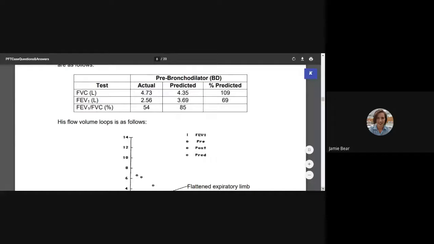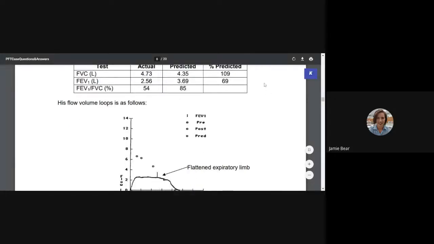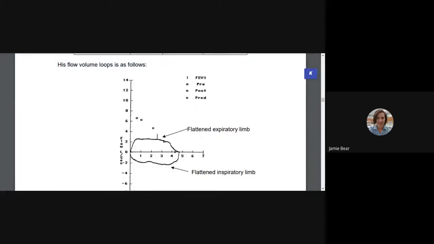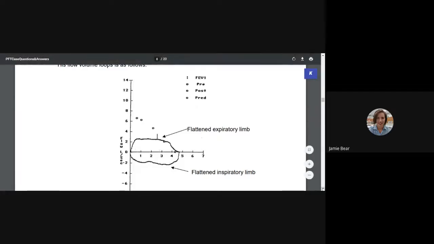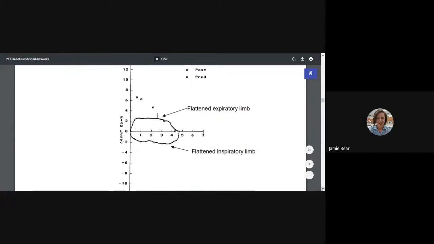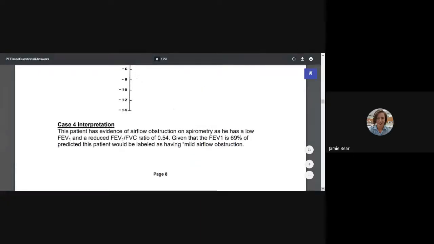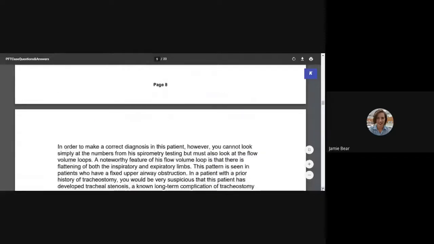Okay, so that indicates an obstructive pattern because at least one of these values is lower than 80%, and this is lower than 70%. Now, if you look at this, you could say, oh, wow, so he is obstructive, but look at this flattened inspiratory and expiratory side. So this person really has a hard time getting air in and getting air out, okay? So this person has what you call a fixed obstruction.